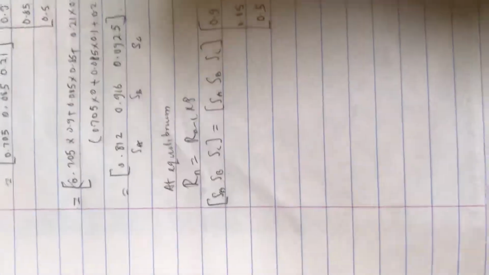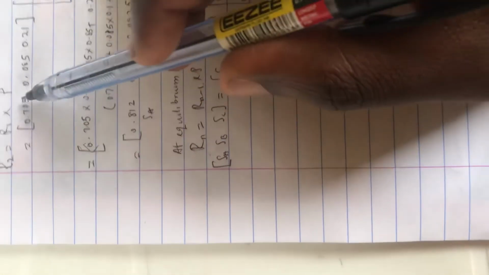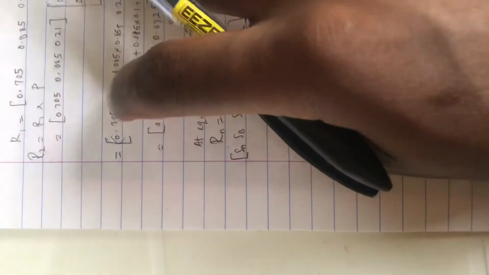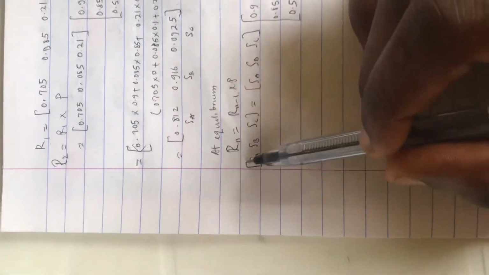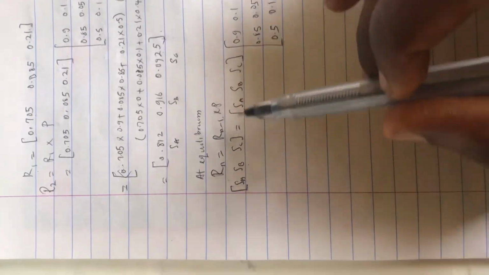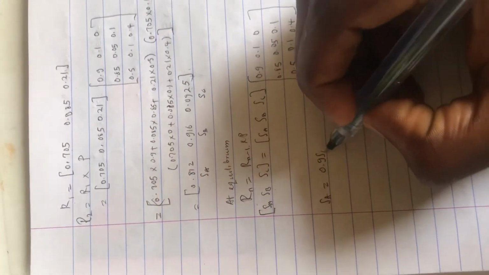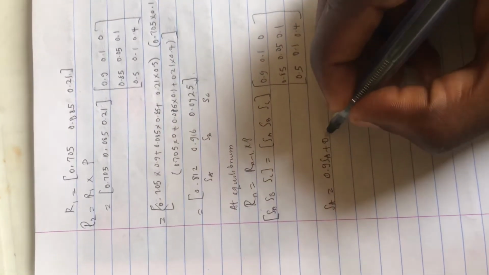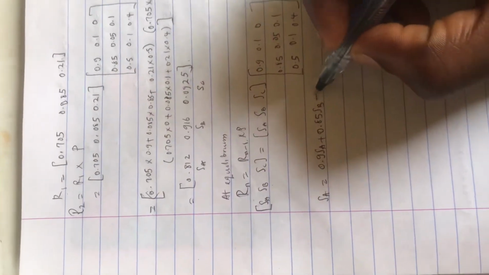Okay, so now bear with me. From here I said the column times the row will give us the first one for A, this times this will give us for B, and this times this will give us for C. Same thing here, this times this will give us SA, this times this will give us SB, this times this will give us SC. So that will give us SA equal to 0.9 times SA plus 0.85 times SB plus 0.5 SC. Equation 1.